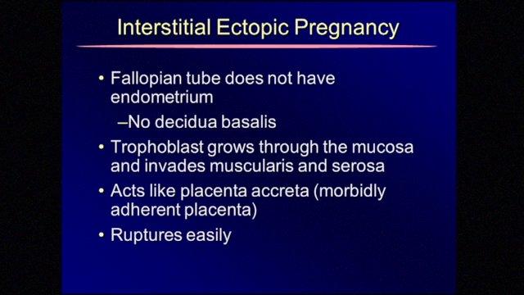So what's the difference? Well, the main premise is that the fallopian tube does not have an endometrial lining. Therefore, it does not have a decidual basalis layer, and that does not interact with the pregnancy the way it does in the uterus. So the trophoblast that grows, or the conceptus in the interstitial part, the trophoblast grows right through the mucosa, invades through the muscularis and the serosa, and almost acts like a placenta accreta or a morbidly adherent placenta. So there are abnormal attachments of this placenta, which then leads to rupture.